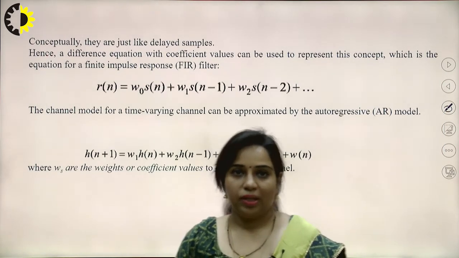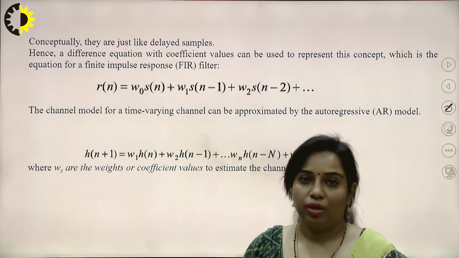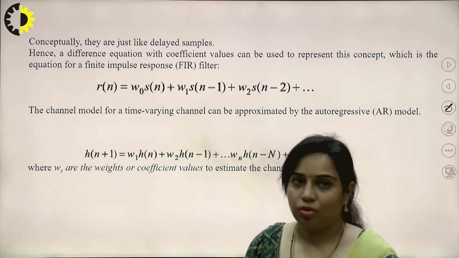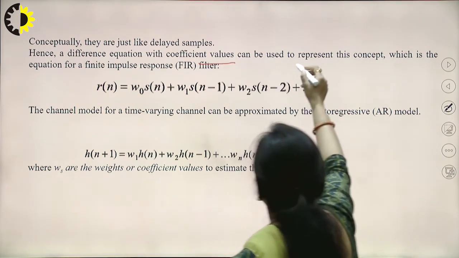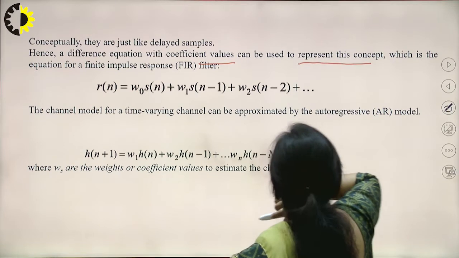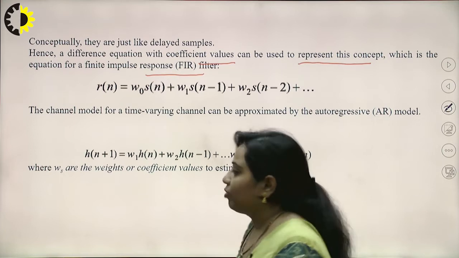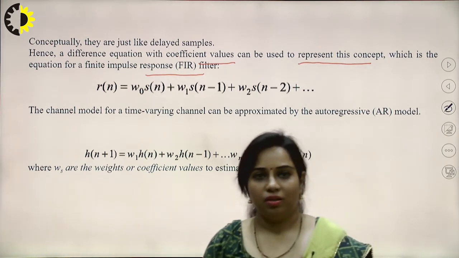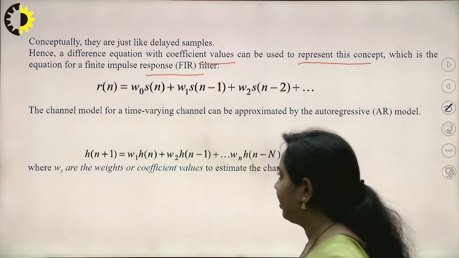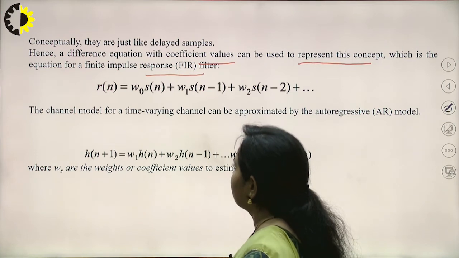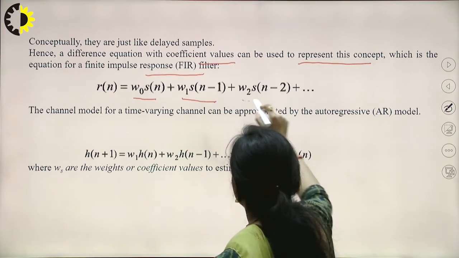Now next, conceptually they are just like delayed samples. If we want to analyze that in terms of a mathematical model, a difference equation with coefficient values can be used to represent this concept, which is the equation for a finite impulse response. There are 2 types of responses, finite impulse response and infinite impulse response, FIR and IIR filters. So we are considering the finite impulse response, which can be modeled using this equation: Rn equals W0 Sn plus W1 Sn minus 1 plus W2 Sn minus 2.